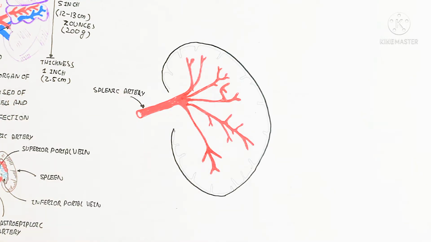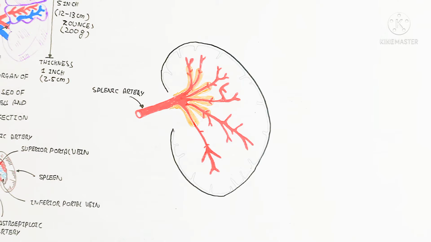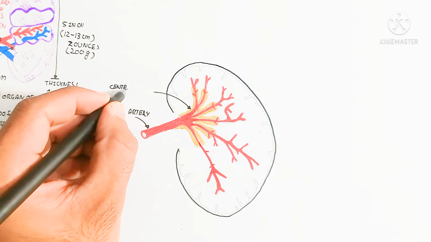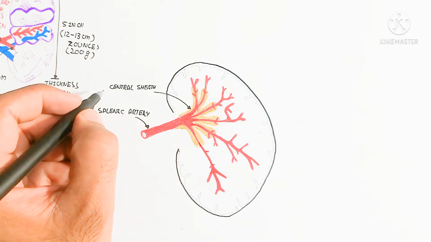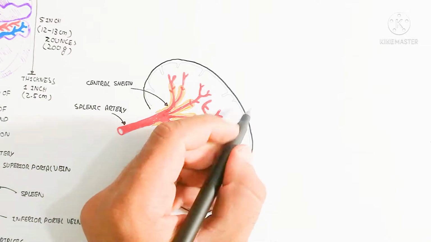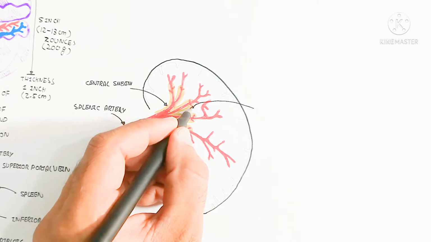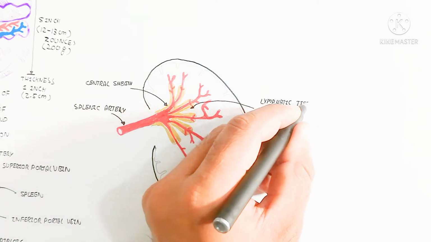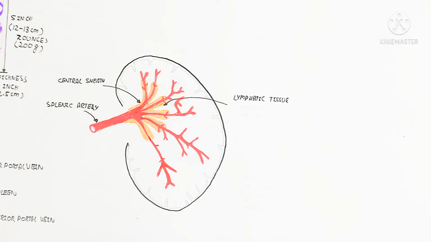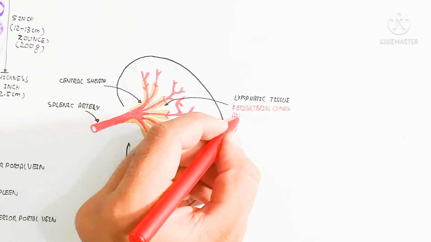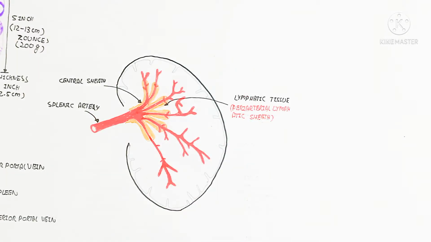Here is the splenic artery, which provides oxygenated blood toward the spleen. Here, the brown color shown in the figure is known as the central sheath. It is also the periarterial lymphatic sheath, also known as the lymphatic tissue, and that is the major tissue. It's composed of the white pulp. So this is the white pulp, composing 25%. We will discuss the other things as well.